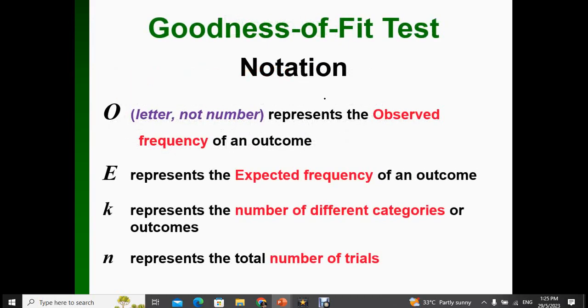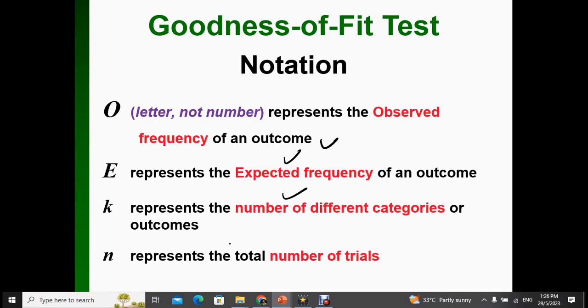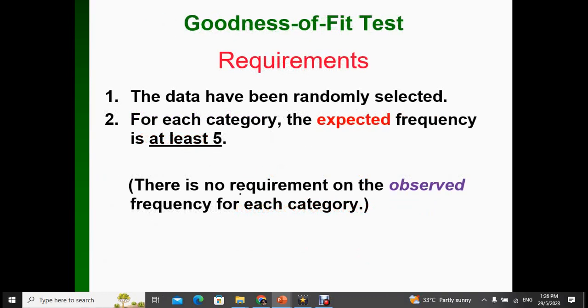The goodness of fit test notation: O represents the observed frequency, E represents the expected frequency, K represents the number of different categories, and N represents the total number of trials. The requirements: the data must have been randomly selected, and for each category the expected frequency must be at least 5. There is no requirement on the observed frequency in each category.